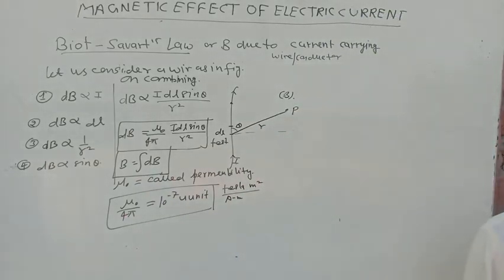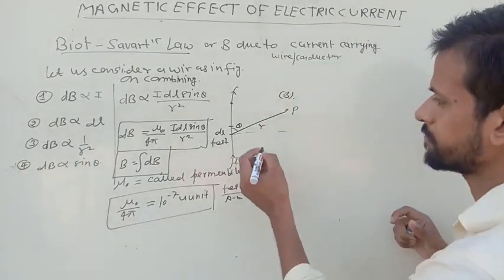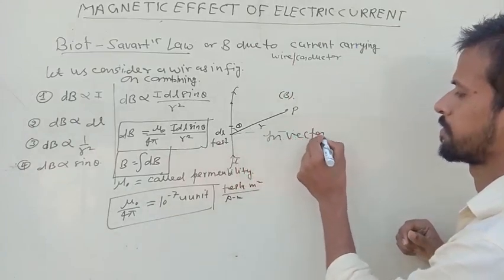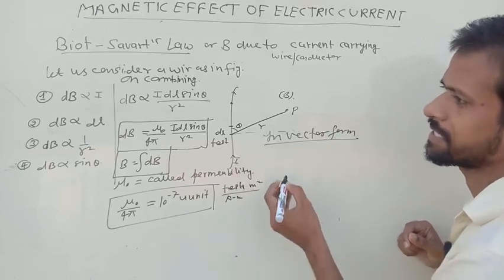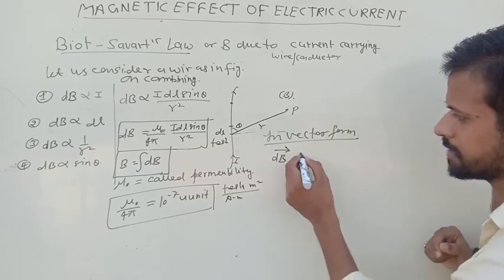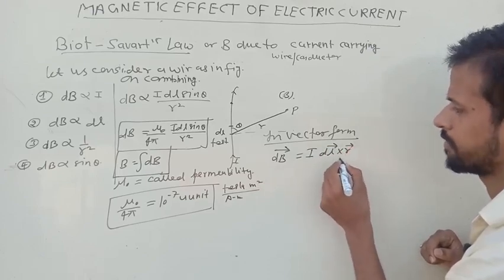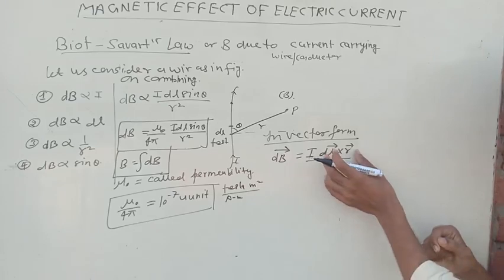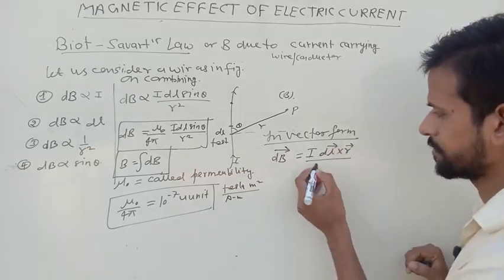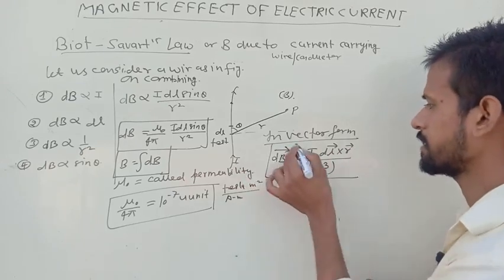So now the Biot-Savart law may be written in vector form. In vector form, we can write dB, the magnetic induction, which is a vector quantity, equal to I dl cross r upon, and this is the cross product, so this is basically dl r sine theta. So this is r cube, because we take the full vector, so we multiply by r. So this is the vector form.